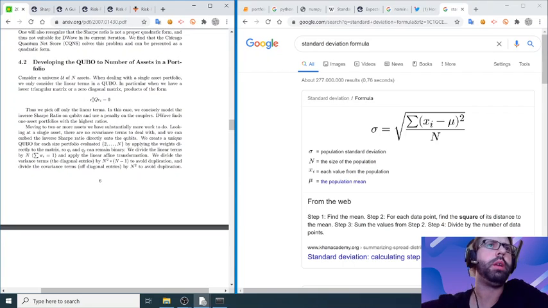We can embed the inverse Sharpe ratio directly into the qubits. We create a unique QUBO for each size portfolio evaluated by applying the weights directly to the matrix. So Qi and Qj can remain binary. We divide the linear terms by n and apply the linear affine transformation. We divide the variance terms, the diagonal entries, by n squared times n minus 1 to avoid duplication.